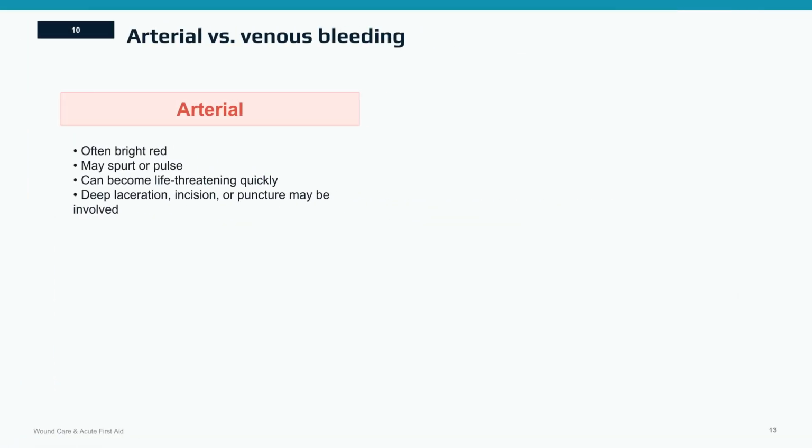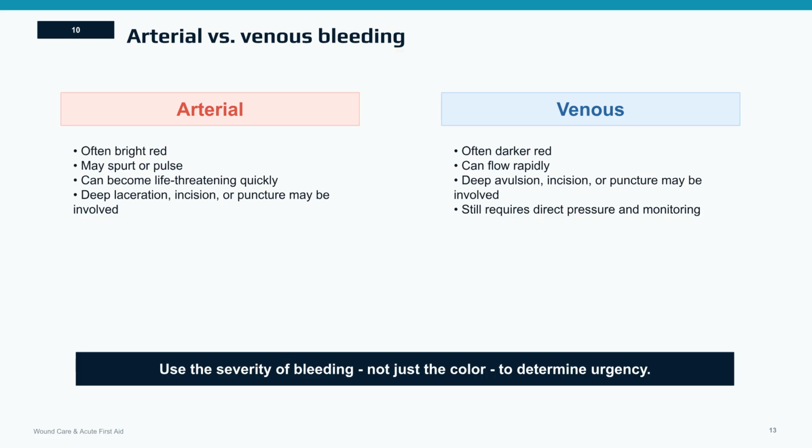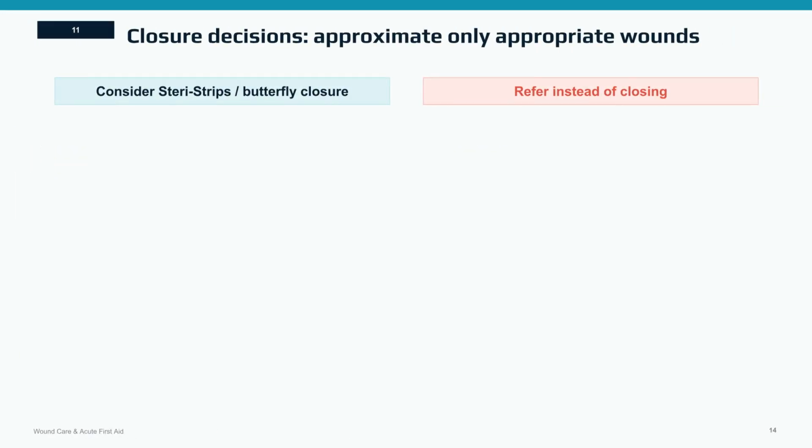Arterial bleeding is typically bright red and may spurt, quickly becoming life-threatening. Venous bleeding is darker red and can flow rapidly. Focus on the severity of the bleeding and rate of blood loss, not just the color, to determine the urgency of care. Closure should only be considered for superficial, clean wounds with controlled bleeding.